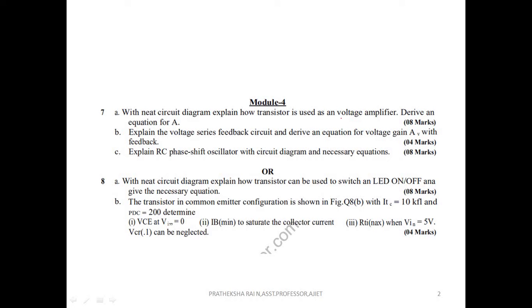This is nothing but under the topic BJT as an amplifier. Derive the equation for gain. Okay, and then you have voltage series feedback circuit and derive an equation for voltage gain AV with feedback.